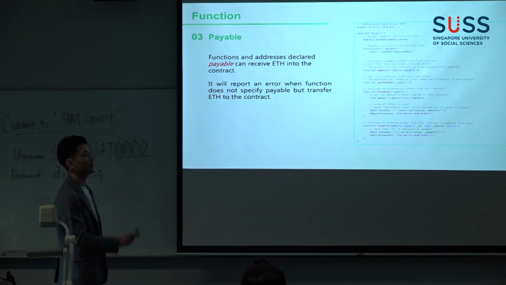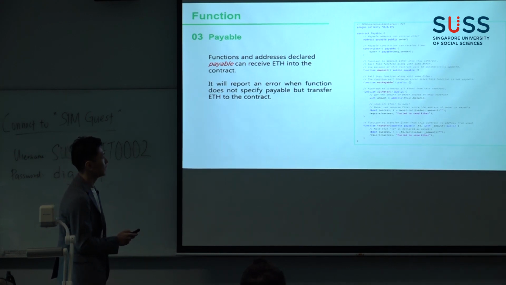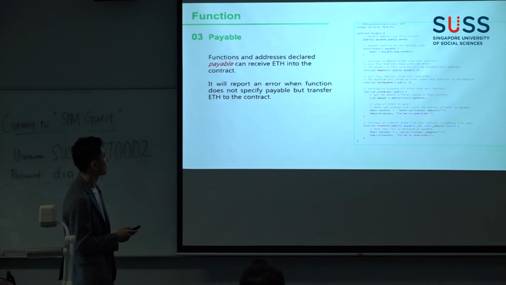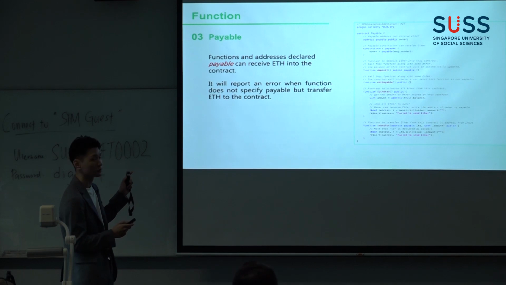So this is the payable modifier. Functions and addresses declared payable can receive Ethereum into this contract. If in a contract there's no payable function and it receives Ether, the function will not go through. And that's why a lot of contracts have the default payable function, which will just receive Ether. This will create other problems, as we will talk about in the vulnerability session. So it will report an error when a function does not specify payable, but transfers Ether to this contract.